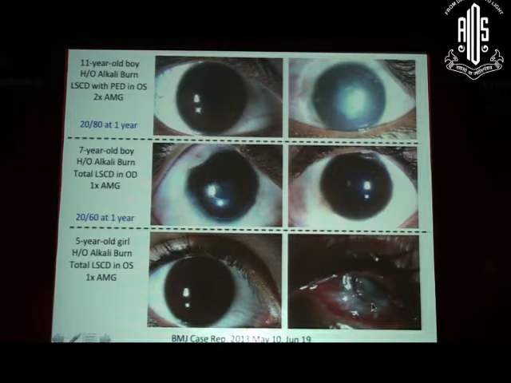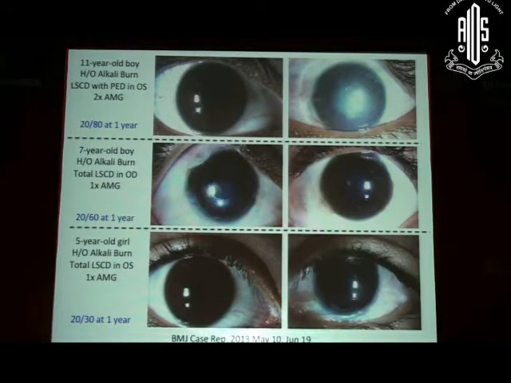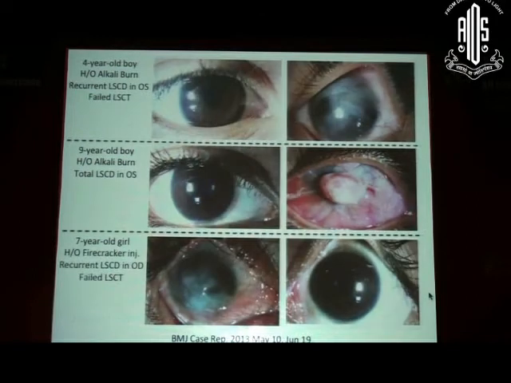And in the bottom panel, you have this very angry looking ocular surface, severe alkali burn, having undergone amniotic membrane once. And you can see this has not really worked. And this is the same patient after SLET. You can see a little bit of peripheral vascularization. But here the cornea is clear, the patient is seeing and is maintaining the surface.